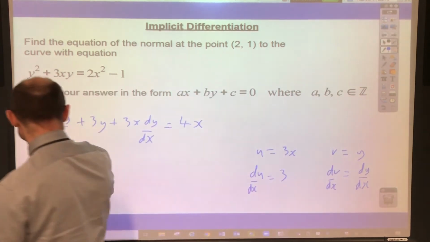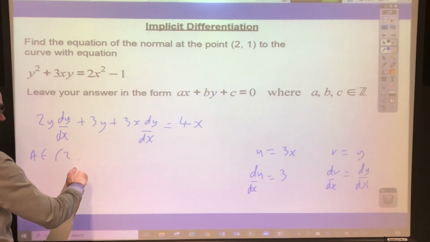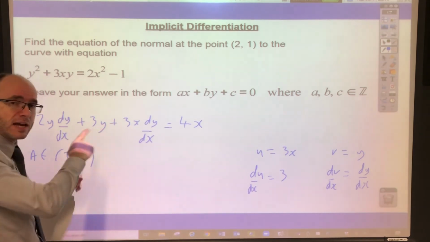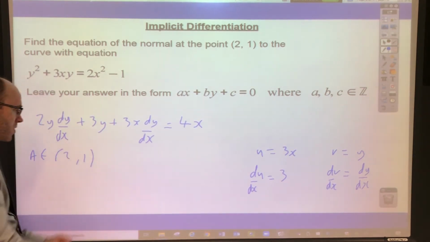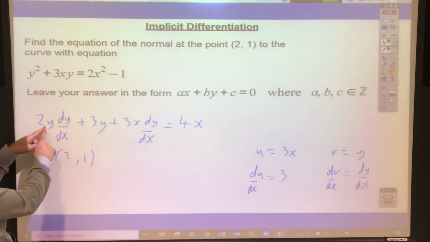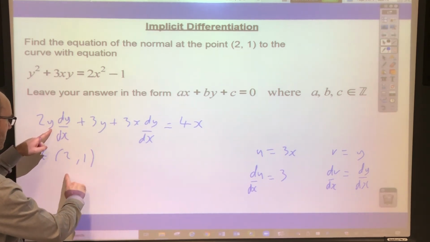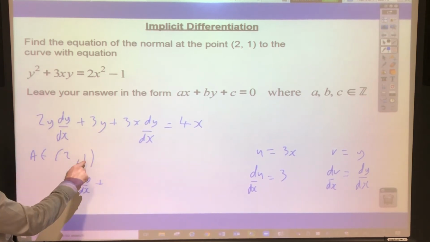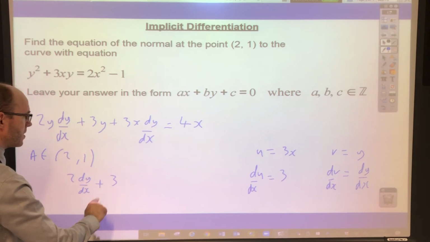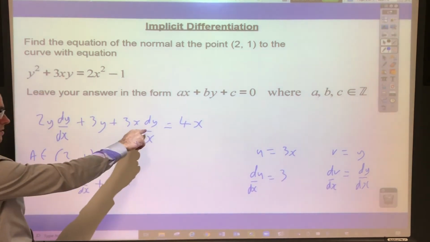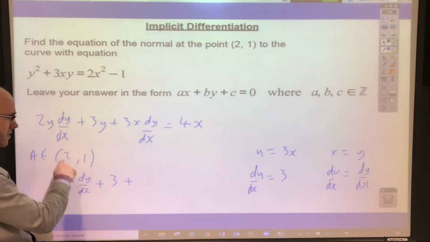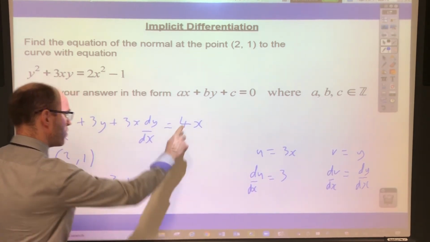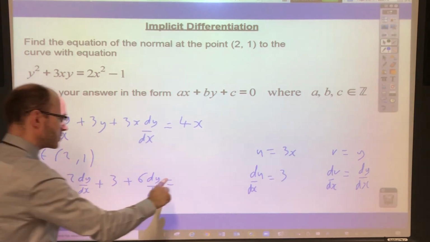So what I'll do is I'll write at the point (2, 1). Now remember that means x is 2 and y is 1. So when you've got an expression in terms of x and y, you've got to substitute both of these coordinates in. So 2y is 2 times 1, so that's 2 dy/dx, added to 3y, so 3 times 1, so added to 3, and then added to 3x dy/dx, so it's 3 times 2, that's 6 dy/dx, and then that's equal to 4x, so 4 times 2, which is 8.